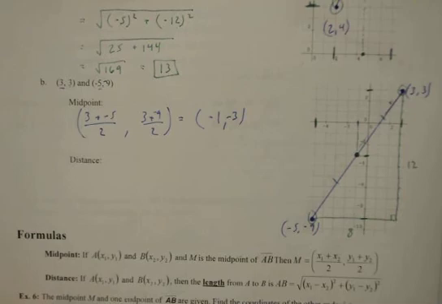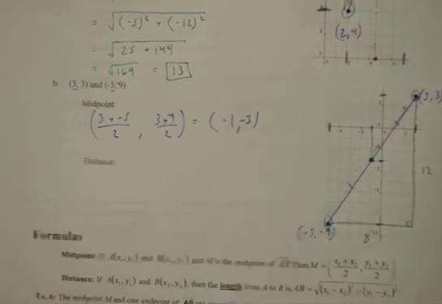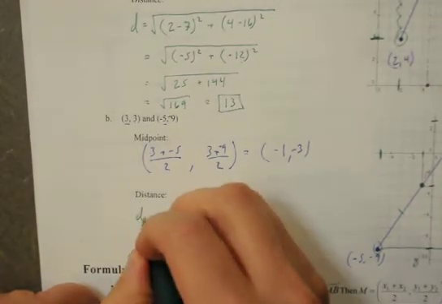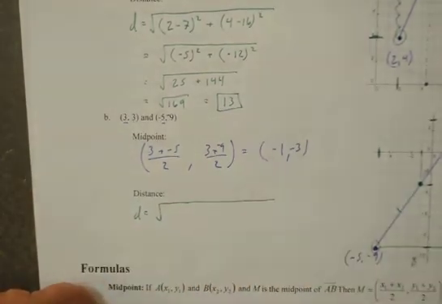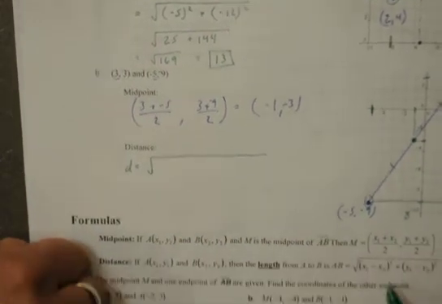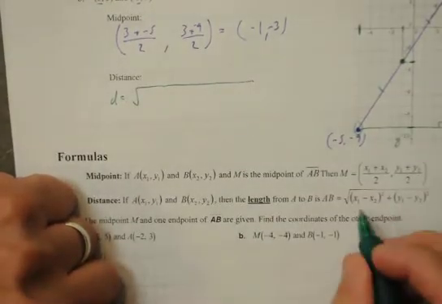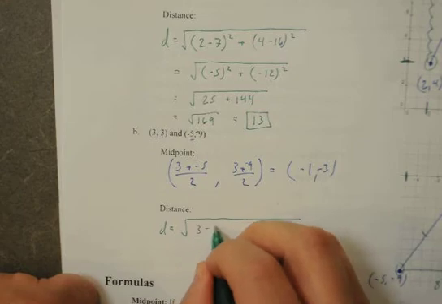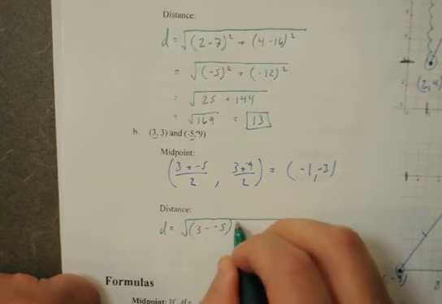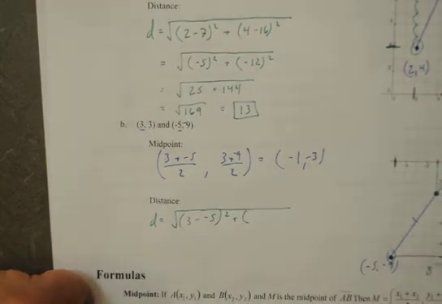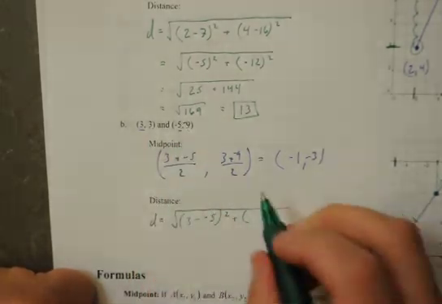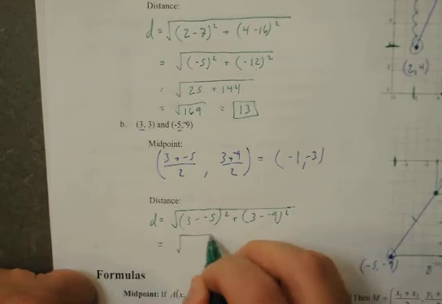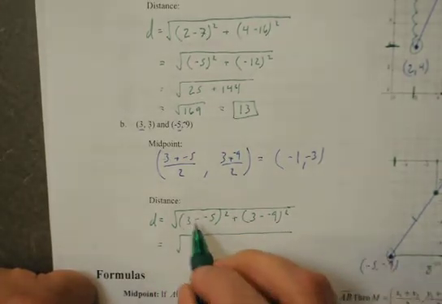Alright, so now pause the video and do the distance formula. See if you can figure it out. Pause the video, and we're back. So the distance formula, x minus x, x minus x. I'm using this formula right here. So x minus x, 3 minus negative 5, squared. And then 3 minus negative 9, squared.